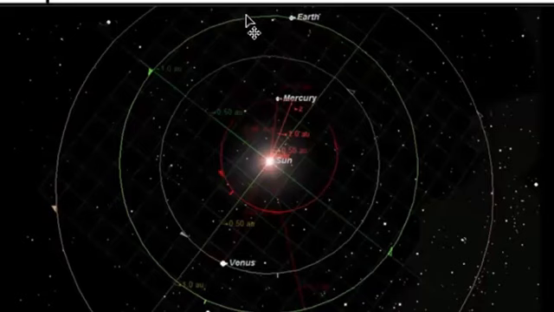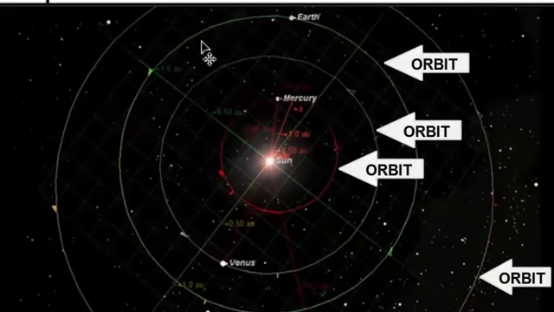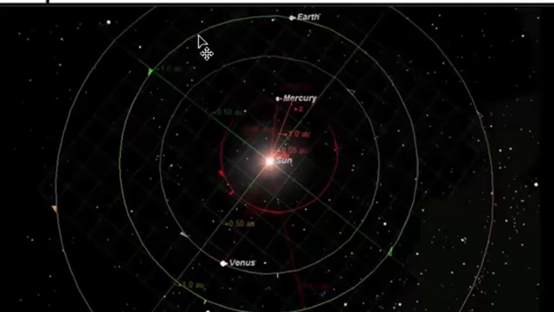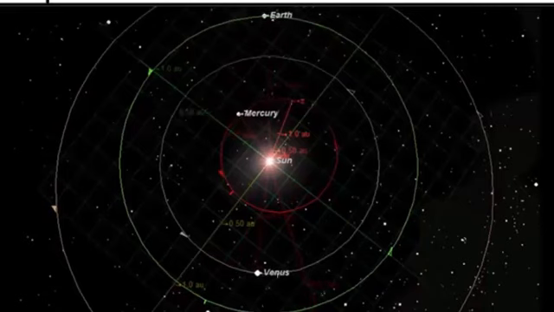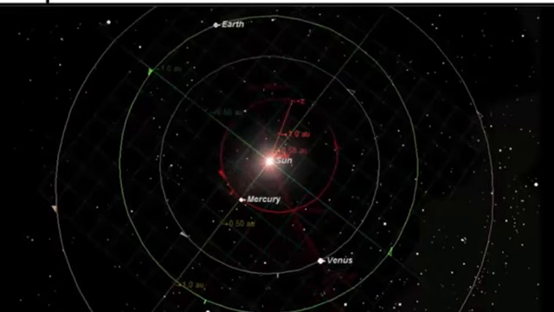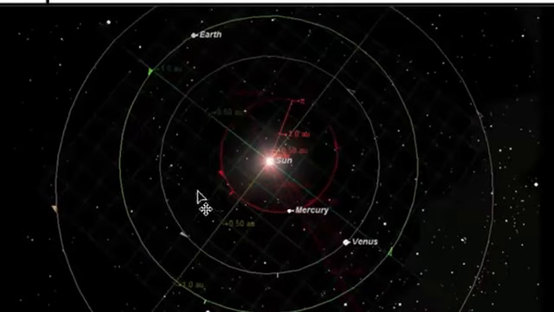As you can tell, each planet has an elliptical type shape going around the Sun, and those are the planet's orbits. Here in the green is Earth's orbit. So this is the path that the Earth takes around the Sun. So as a planet revolves around the Sun, it just simply moves around it. That's all. It's just traveling through space in its orbital path around the Sun.